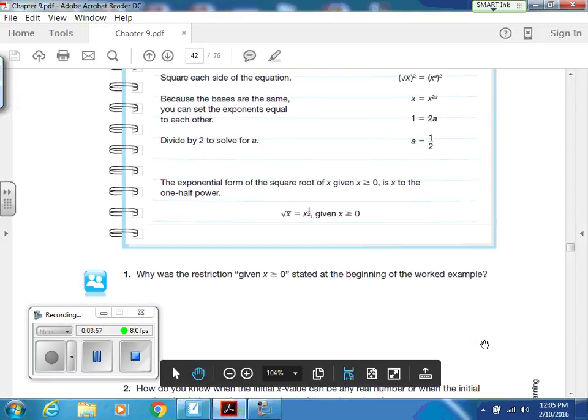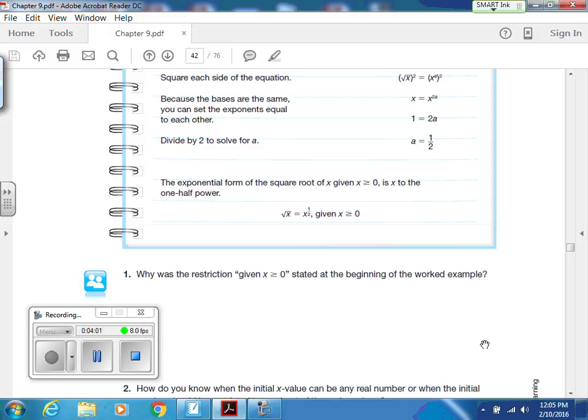Now, quick question, why do you have to restrict it? Why does it have to say given that x is greater than or equal to 0? What kind of number do you get if you stick a negative under that radical? Yeah, you get the i. You get imaginary numbers, and we don't want that.